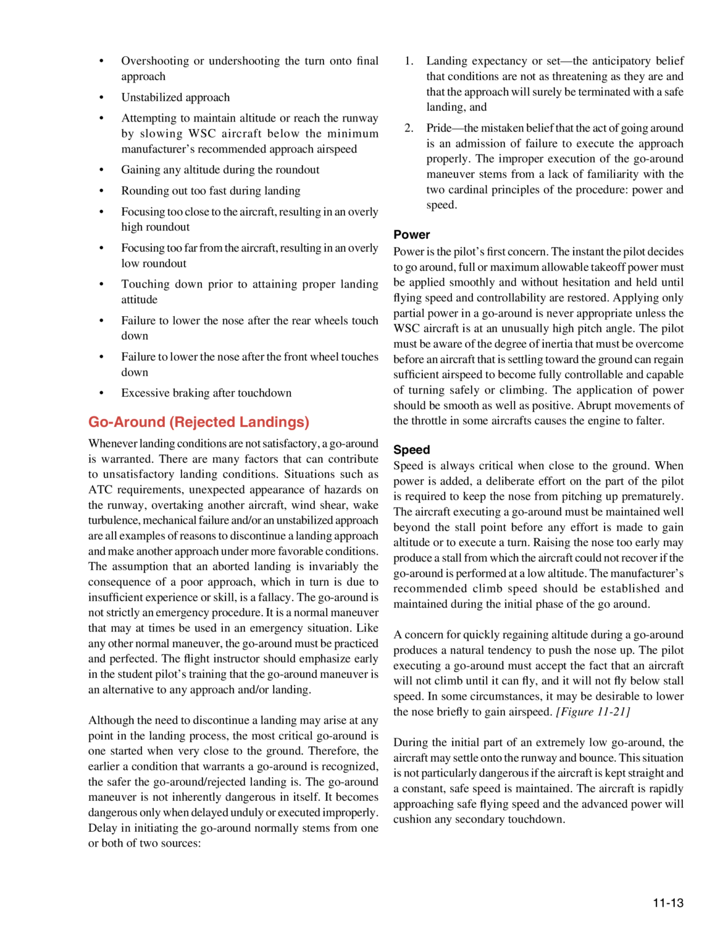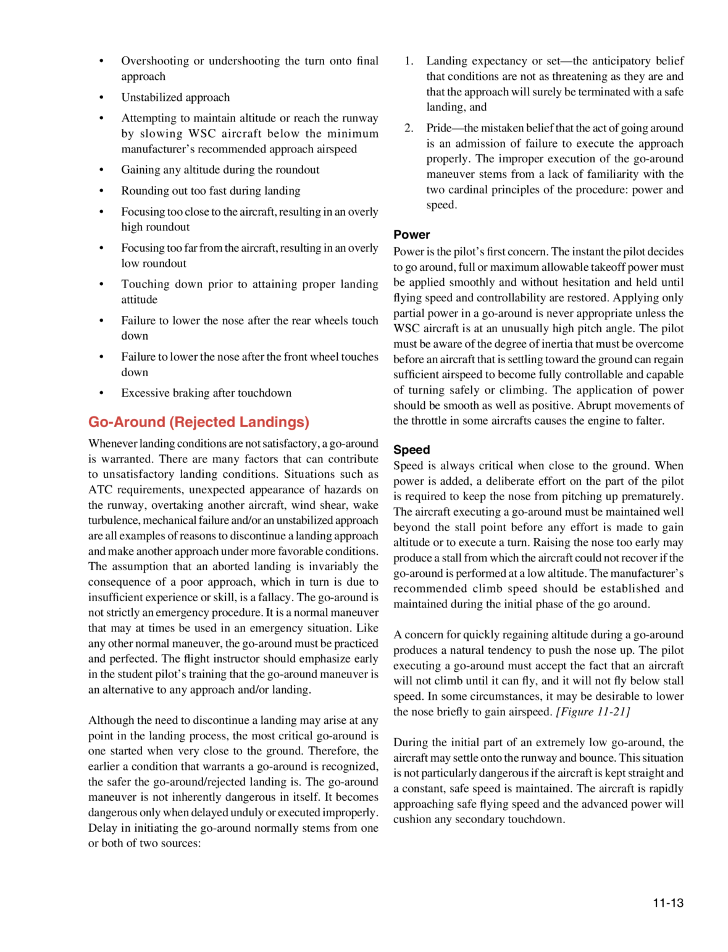The go-around is not strictly an emergency procedure. It is a normal maneuver that may at times be used in an emergency situation. Like any other normal maneuver, the go-around must be practiced and perfected. The flight instructor should emphasize early in the student pilot's training that the go-around maneuver is an alternative to any approach and/or landing. Although the need to discontinue a landing may arise at any point in the landing process, the most critical go-around is one started when very close to the ground. Therefore, the earlier a condition that warrants a go-around is recognized, the safer the go-around/rejected landing is.